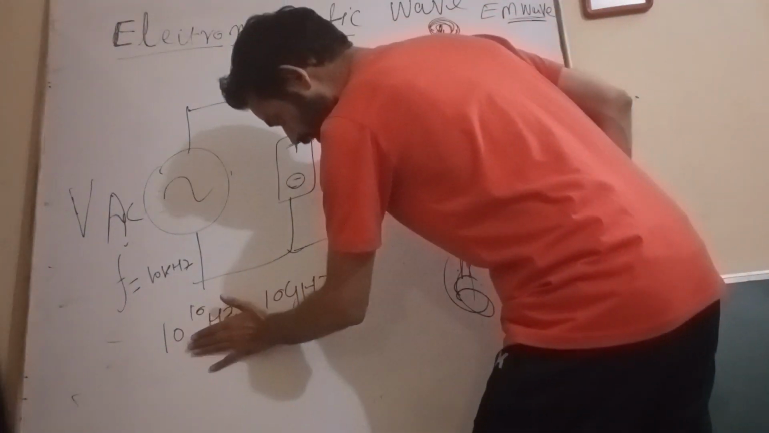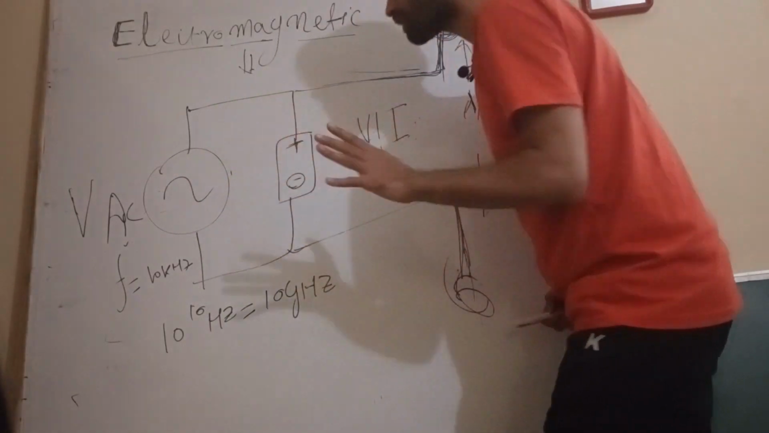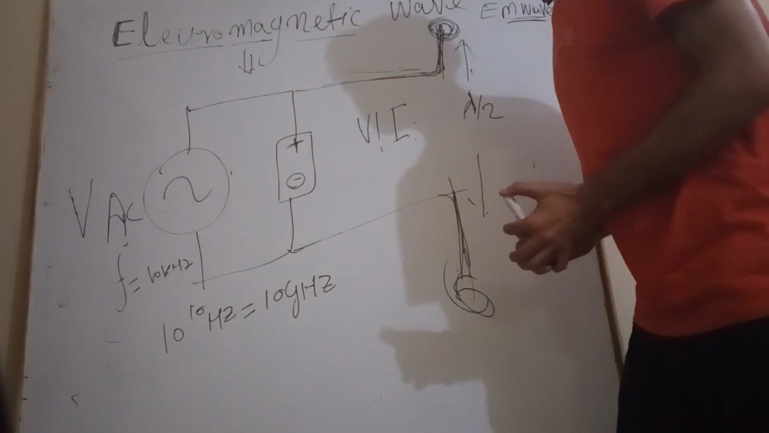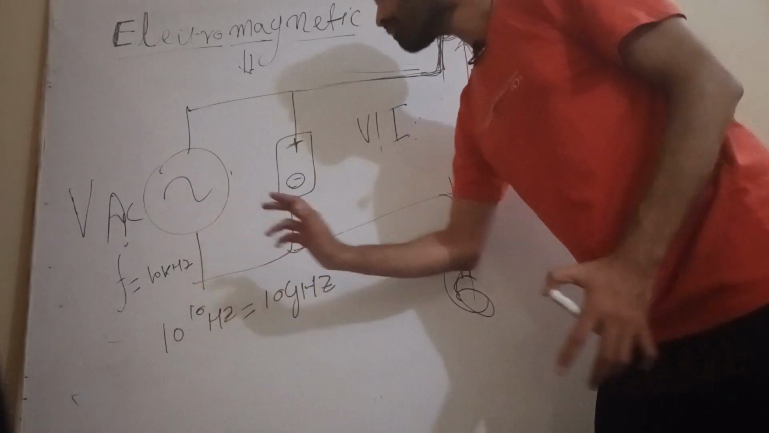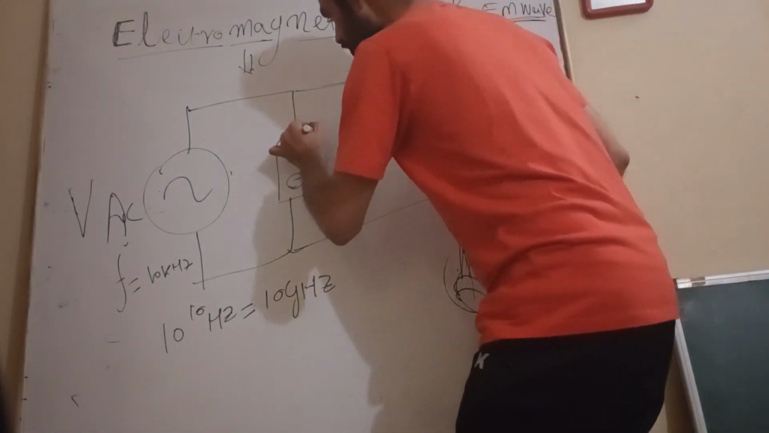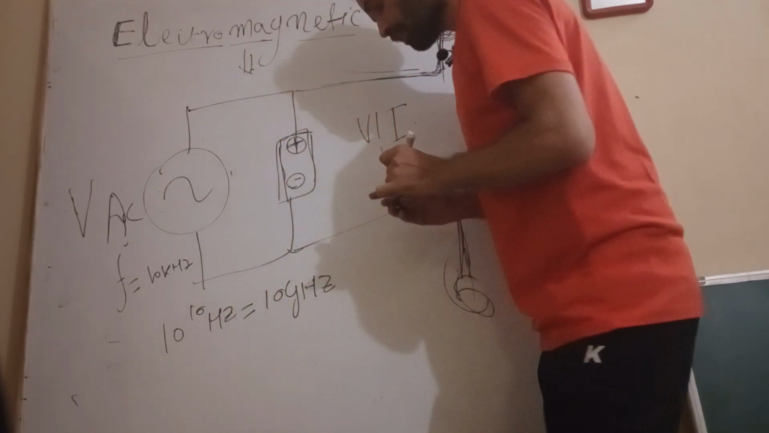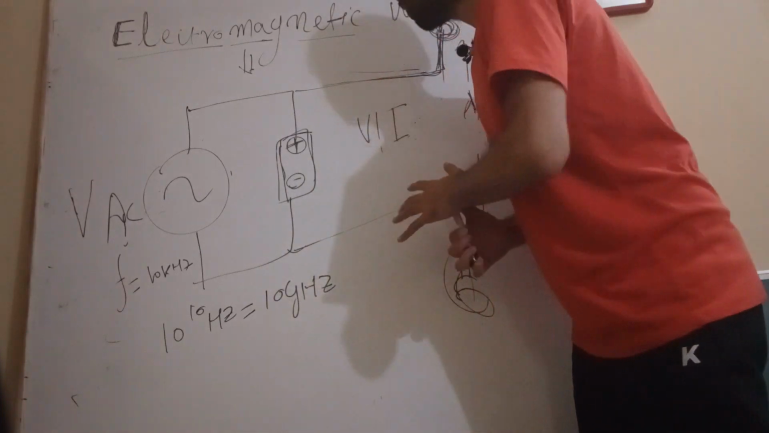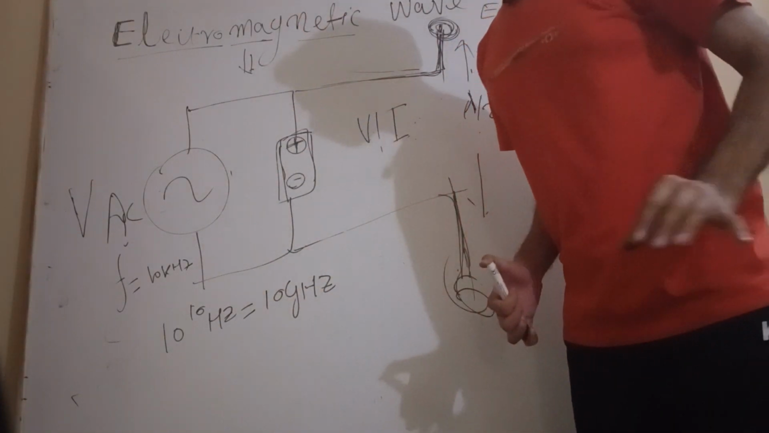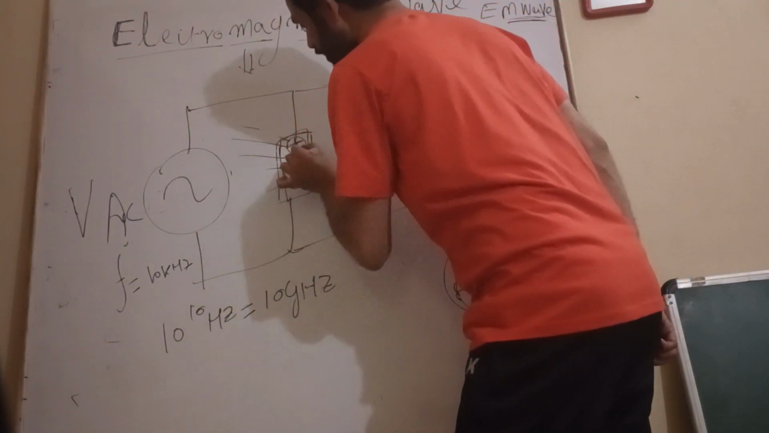If I oscillate this charge at 10 gigahertz, which means 10 to the power 10 times within a second, what happens? Let's say this is my conductor. Now this charge won't stay within this conductor and it will start radiating.